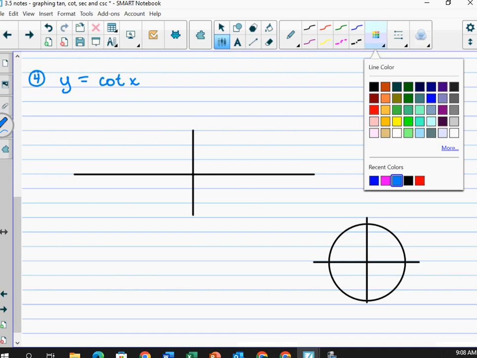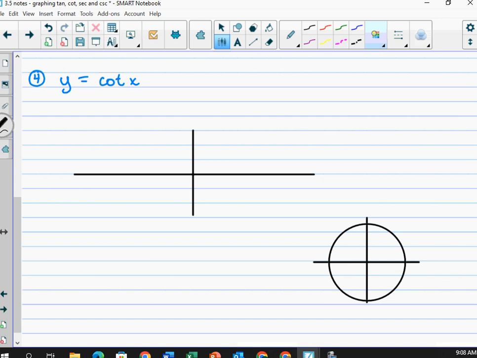You got it. All right, guys, try it for me. Go through it the same way we did tangent. Remember, cotangent is x over y. And again, use pi over 4, pi over 2, 3 pi over 4, and pi.